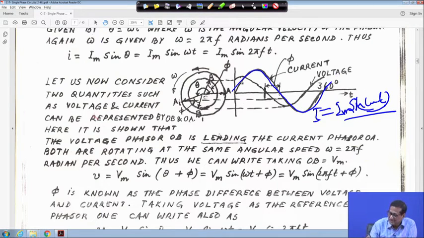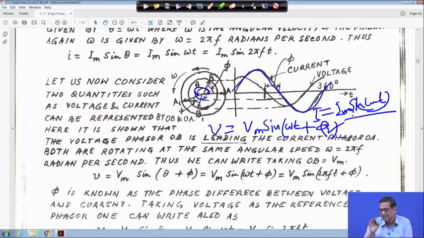Now, in the voltage case, the voltage is leading the current by phi. So we can write V is equal to Vm sin(omega t plus phi), because theta is moving from this position to that position. It will be sin(omega t plus phi) because voltage is leading the current, so the angle phi should be positive.